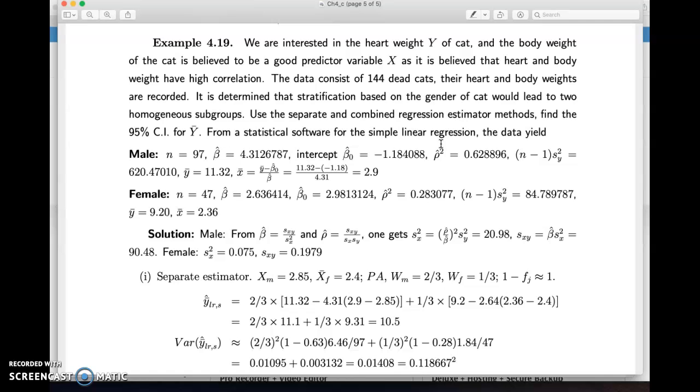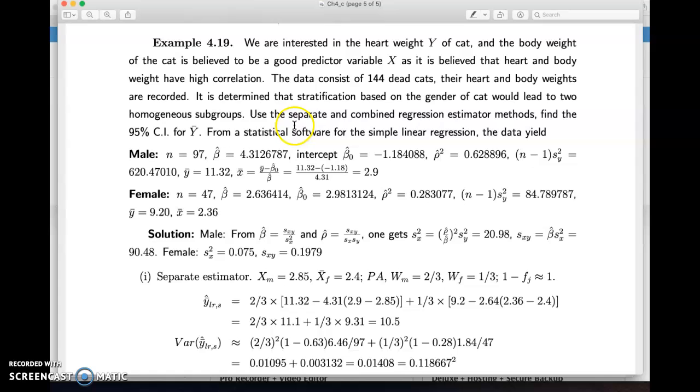So we decided to use stratification based on the gender of cats, which could lead to two homogeneous subgroups. Rather than just look at all the cats together, we think that gender could be a good separation of the cats. Within the male groups, they are more homogeneous, and within the female groups, they are quite similar to each other. Between the male and females, they're quite different. So that's why we think that using stratification could be a good method rather than just simple random sampling.